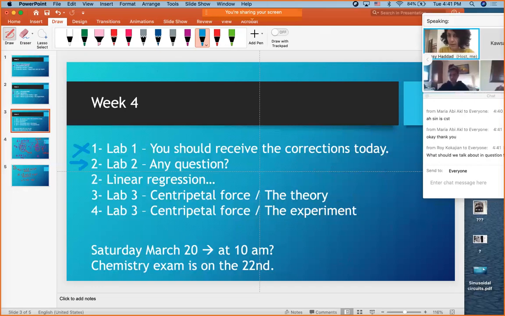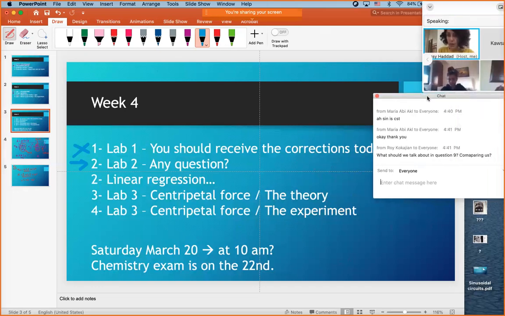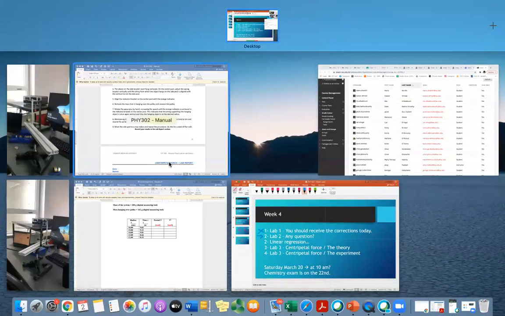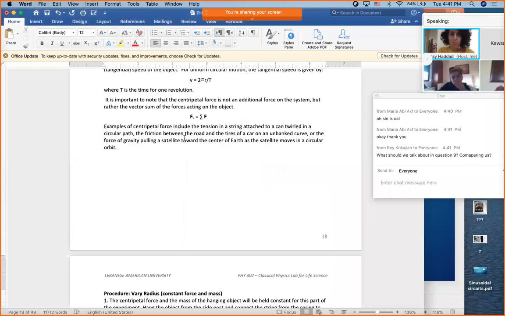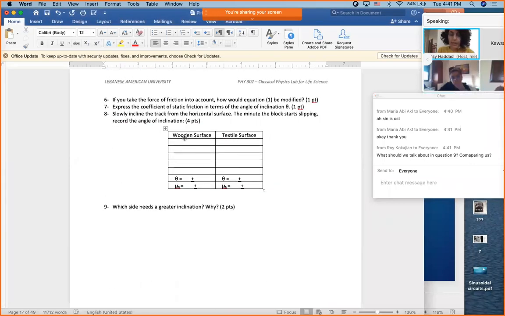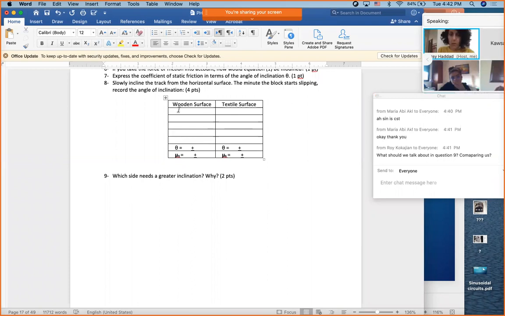Now we're doing that. What should we talk about in question 9, comparing, I don't know who. All right, I'm gonna open question 9. By the way, I have the manual open. Which side needs a greater inclination? The wooden surface and the textile surface, one of those surfaces would need a greater angle for motion to happen. So which side needs a greater angle? The answer is wooden surface or textile surface. Why? Because basically you have the values.